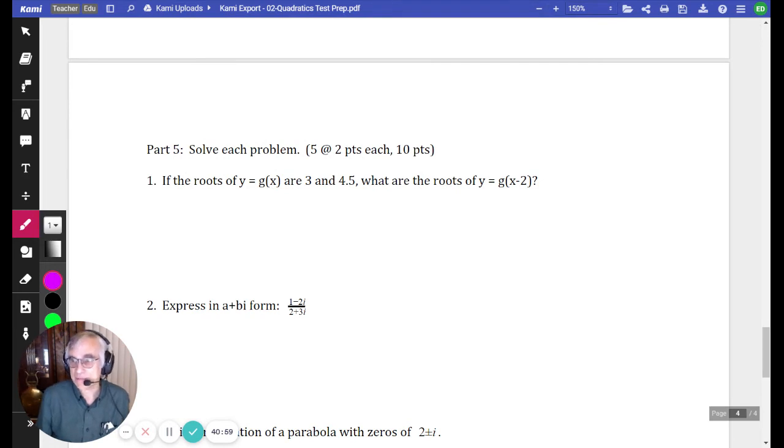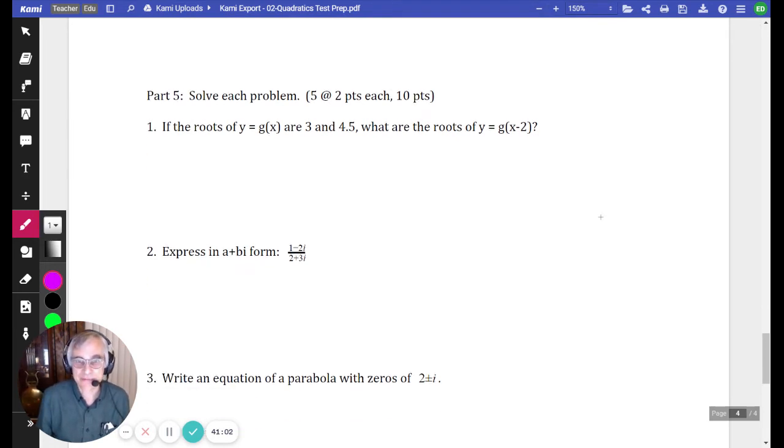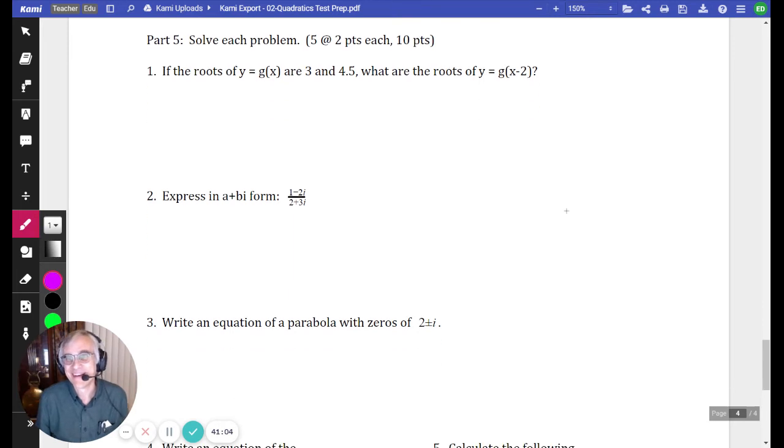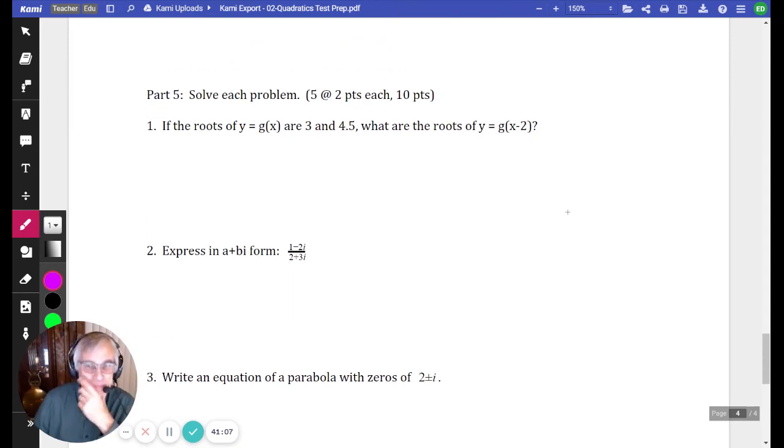Part 5, the juicy stuff. Okay. So it doesn't even say what kind of function this is, but we could imagine that it's a parabola and it has roots. Now, roots is another word for zeros. These are the x-intercepts of the function g of x.